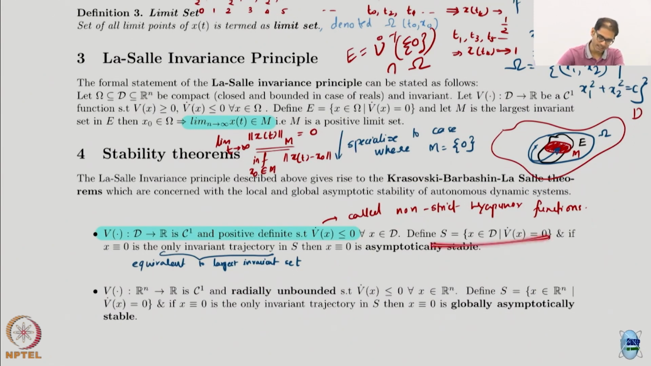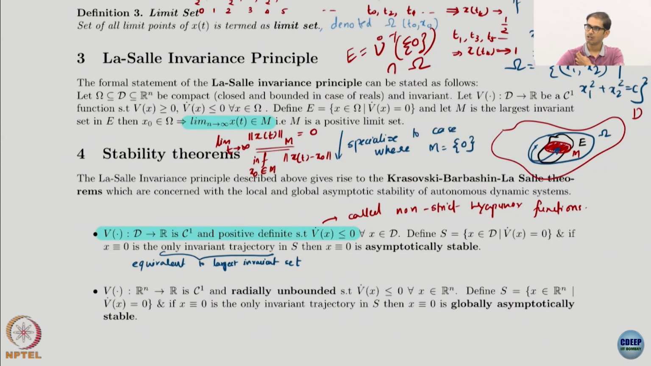If you define the S as such, and if x equal to 0 is the only invariant trajectory in S, this is just wording that some texts use, but this is the same as saying the set x equal to 0 is the largest invariant set inside S, then x equal to 0 is asymptotically stable.